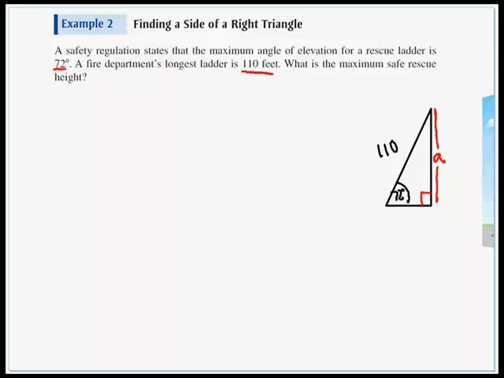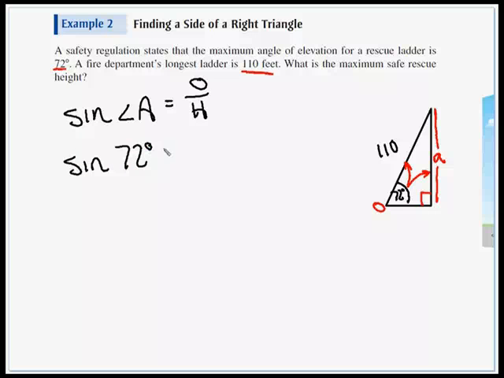So let's see. Here is our given angle, 72 degrees. We want the opposite side. We have the hypotenuse. What trig function deals with opposite and hypotenuse? Well, that's the sine of the angle is equal to opposite over hypotenuse. And we do know the angle here is 72 degrees. Our opposite side is what we are looking for.